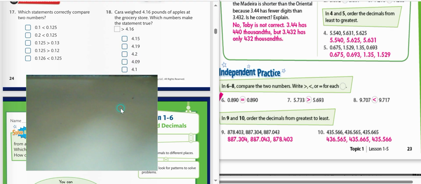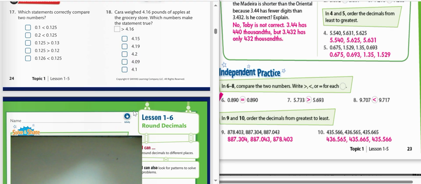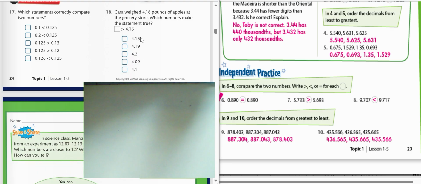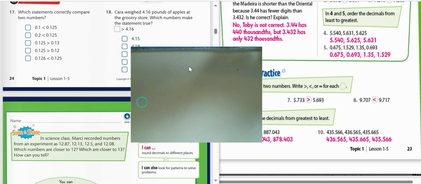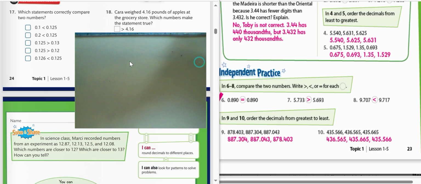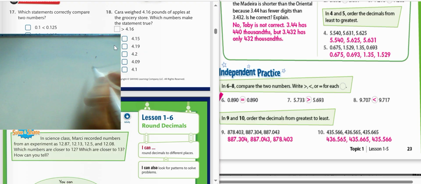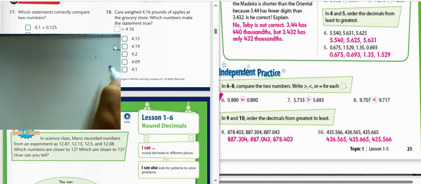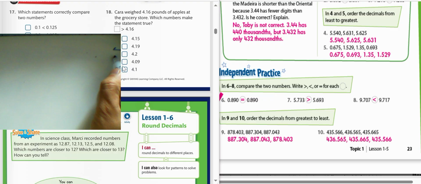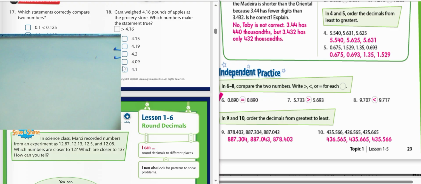Now this time I will do rounding. Okay, we have also questions here. Clara weighed 4.116 pounds of apples at the grocery store. Which number makes the statement true? What is the number greater than 4.116? We have 4.19, choose this. And also 4.2. Question, choose letter number 2 and letter C only about this example. Okay, goodbye.